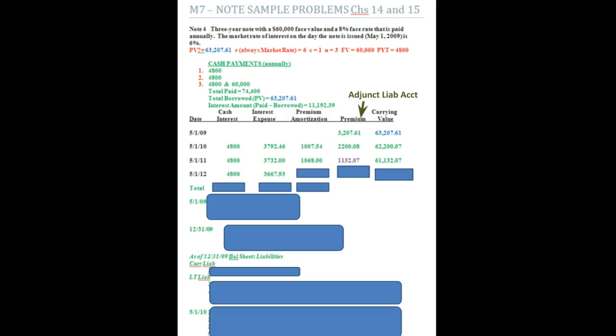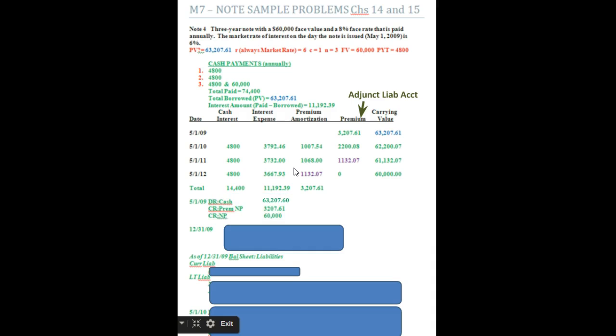All right, so we keep working through, and there we go. We hit 60,000. So the total cash interest paid was 14,400. The total interest expense was 11,192.39, and so therefore the difference, your initial premium that we've taken off, is 3,207.61. So on 5/1, here are our entries. We debit cash, we credit the premium account, and we credit note payable.